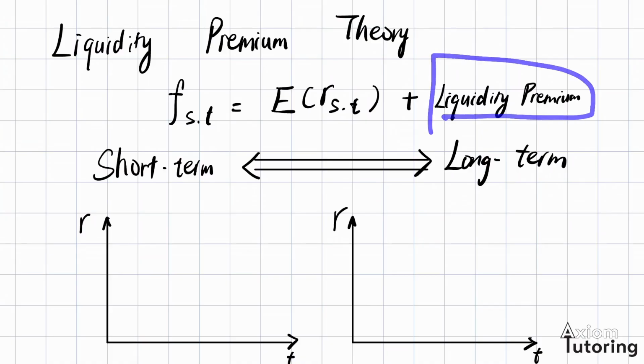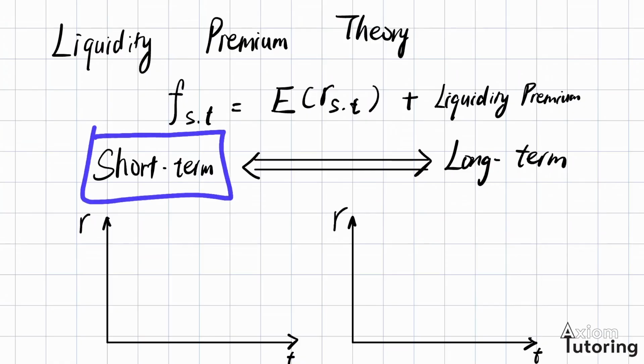So what does liquidity mean? It means how easy it is for investors to access their money. If you save for the long term, you have to wait a longer period of time before you can access that money. So investors will prefer to save short term rather than long term. If they're going to save for the long term, they will ask for a higher return, or the liquidity premium.